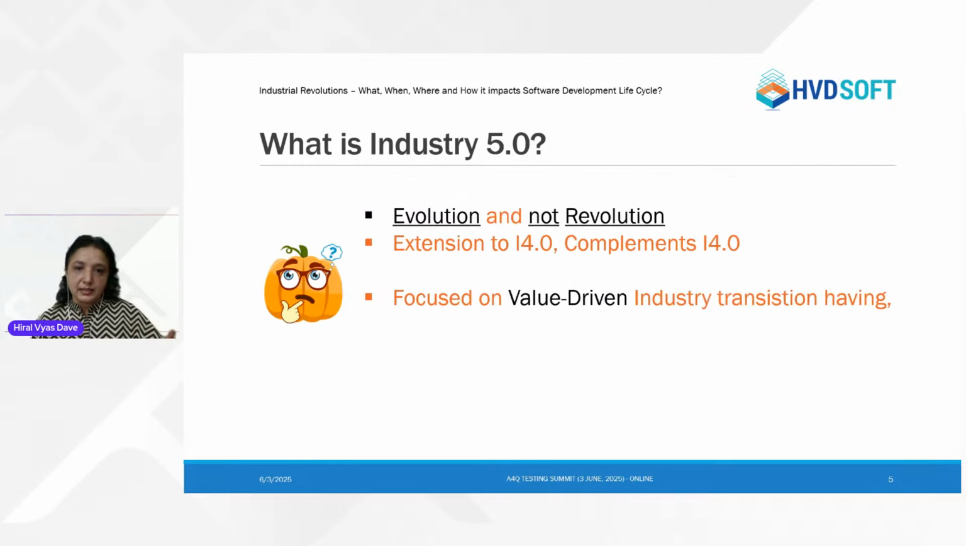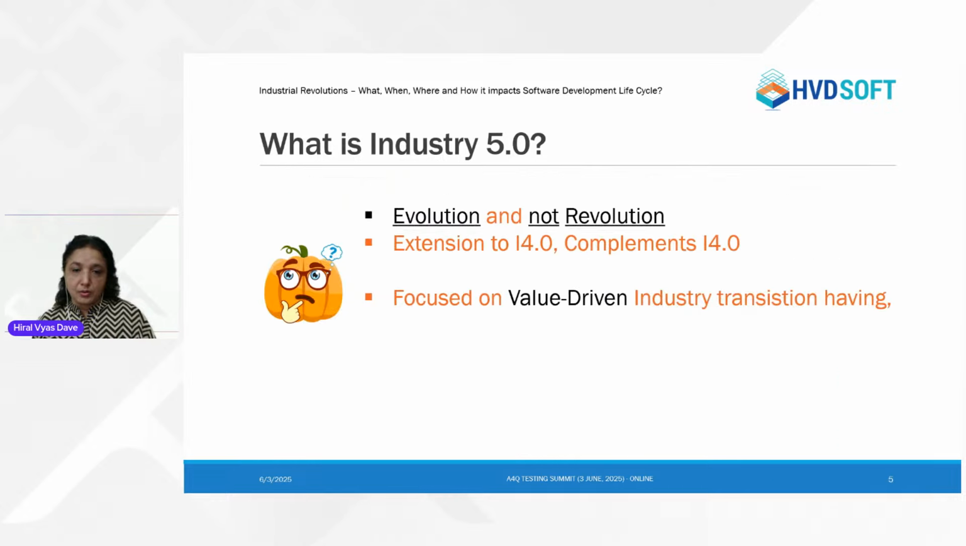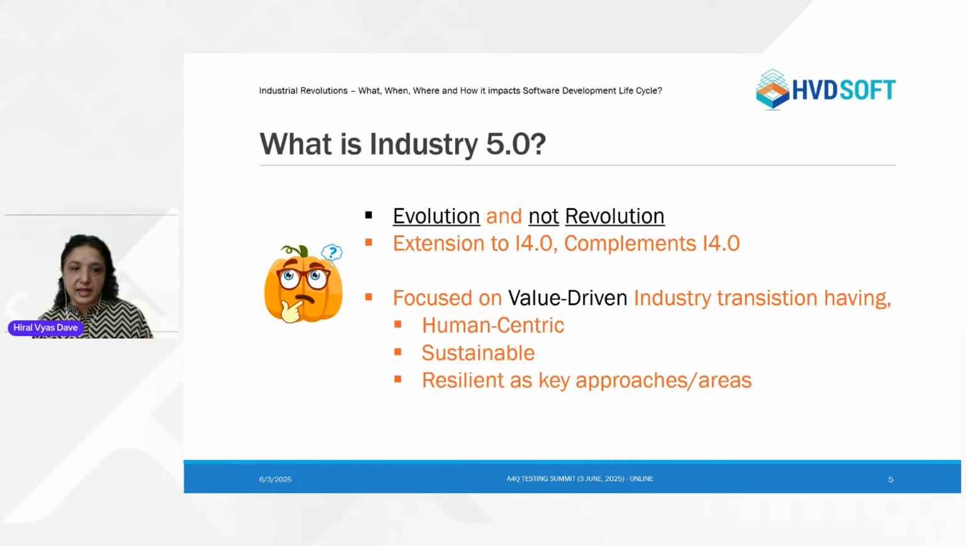So, we can say that Industry 5.0 represents the next phase of industrial evolution. Rather than revolution, I will say it is evolution. And why is it so? When I say evolution, it is an extension to 4.0. It is a concept that came into existence as a paradigm shift that aims to create a more resilient, human-centric ecosystem that values the collaboration of humans and machines.